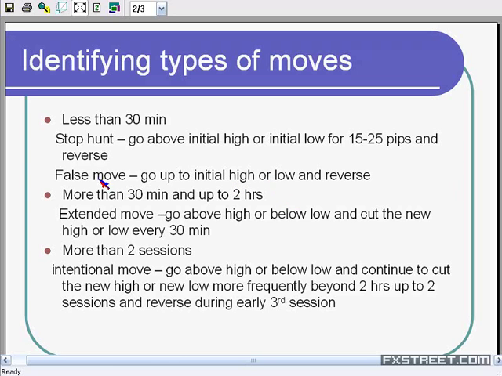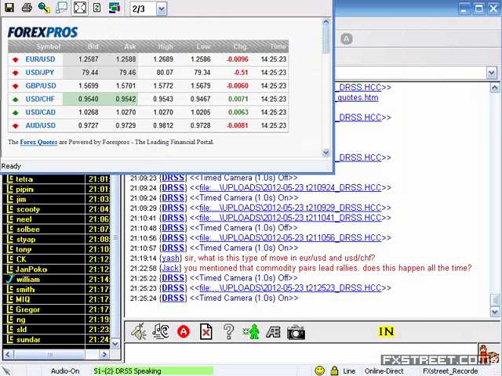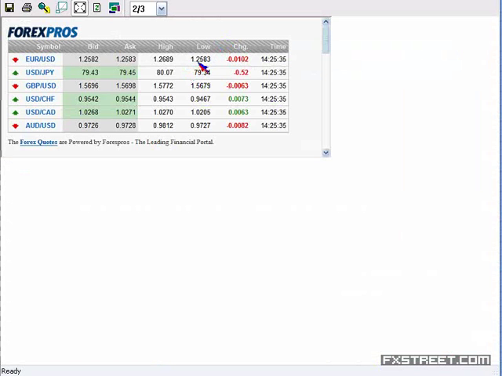So if they had done the downward stop hunt, we have to identify whether it is a downward stop hunt only for about 30 minutes or an extended downward move for more than 30 minutes up to 2 hours. So we have to watch from 14 to 14:30 GMT whether they cut the new low what they have formed. In the live market code page, you find that 1.5883 has become the new low.